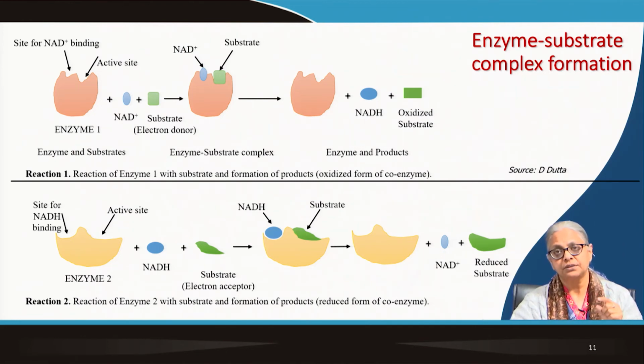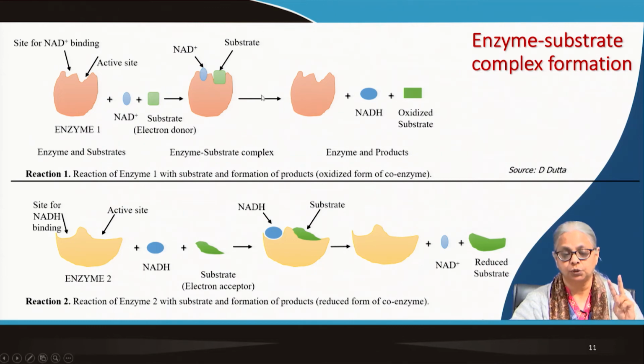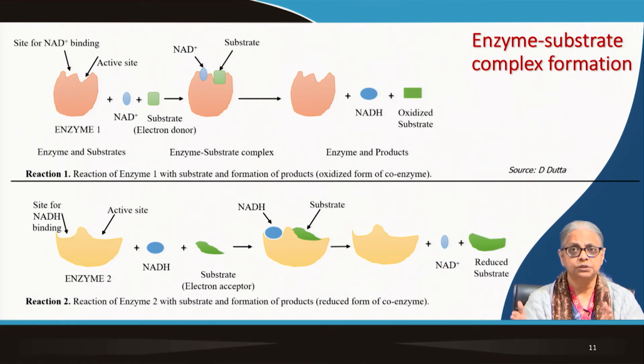NADH picks up a proton and an electron. So one of the things is that the electrons will be picked up from the substrate, the protons from the proton motive force, and NADH will be formed, and then you have your oxidized substrate. So NAD plus has been reduced to NADH and the substrate has been oxidized in the first example.